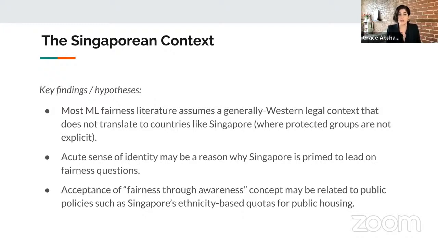Singapore has also deliberately, over time, placed itself as a thought leader in technology. And if you look at Stanford's recently released 2021 AI Index, they show Singapore as the country with the most AI job growth.